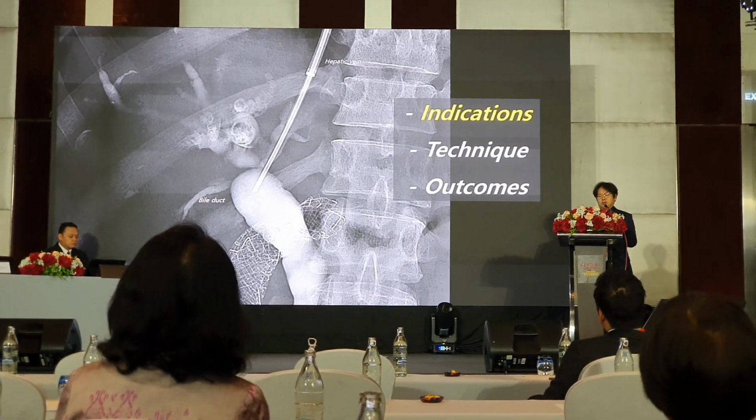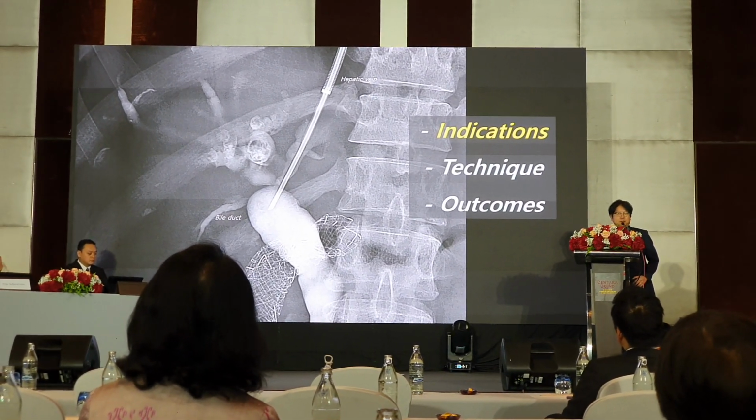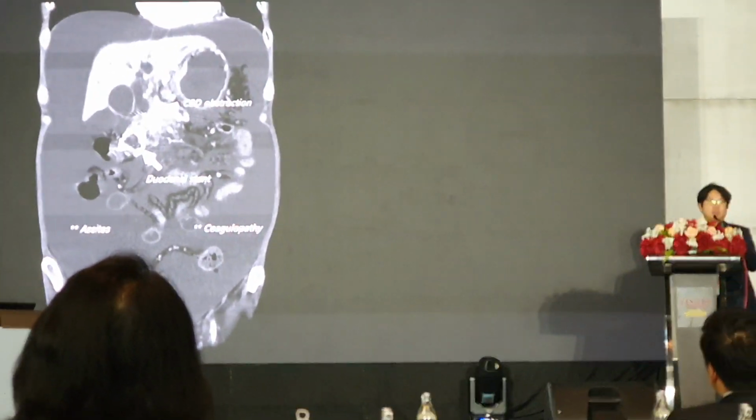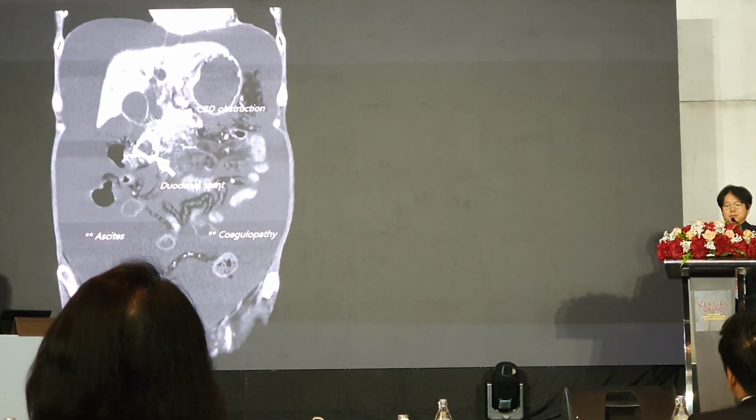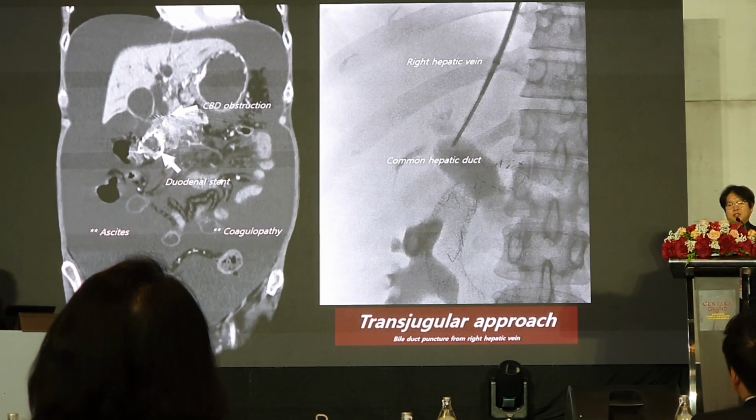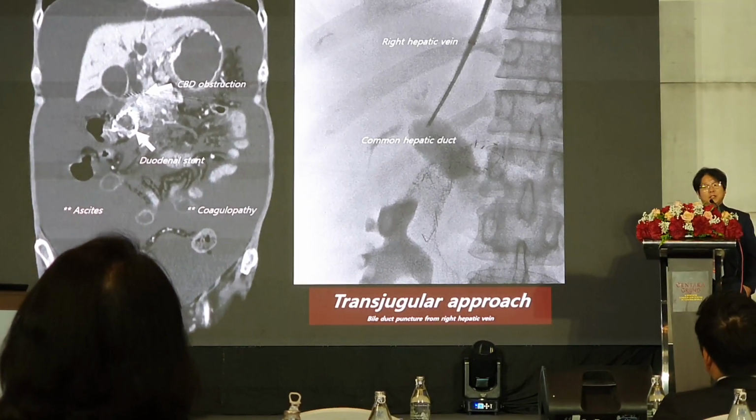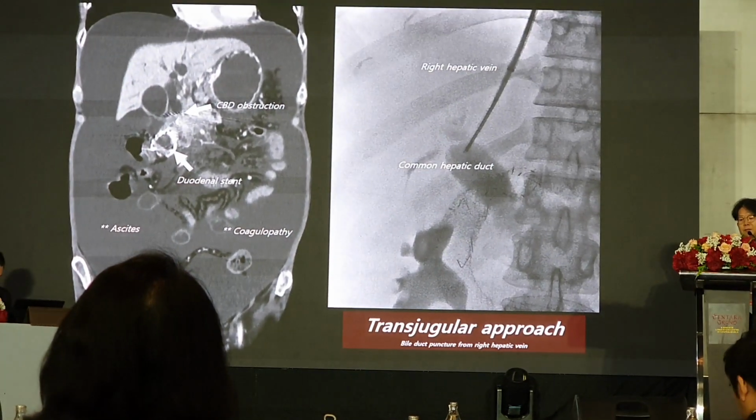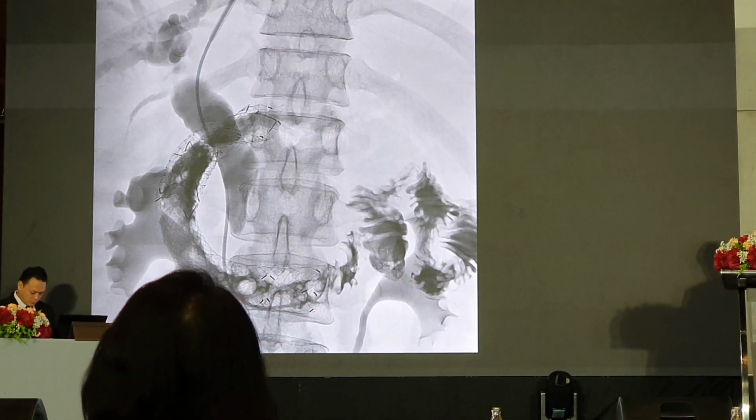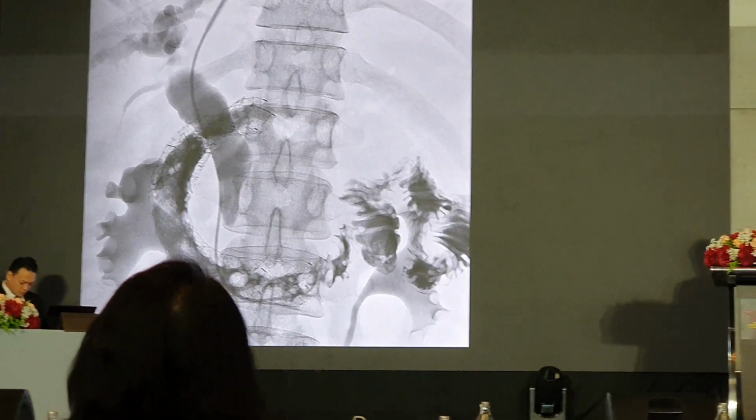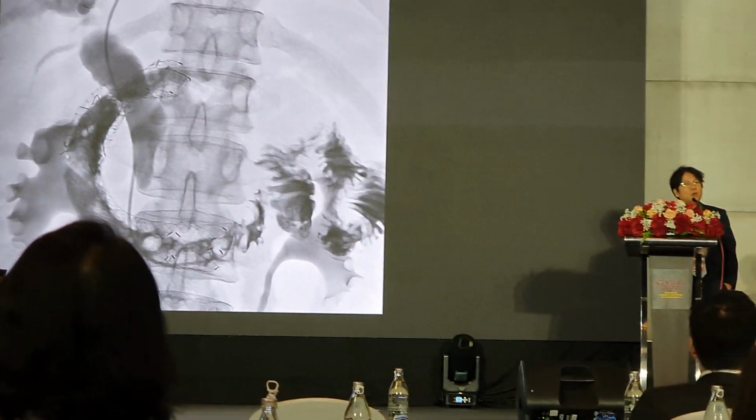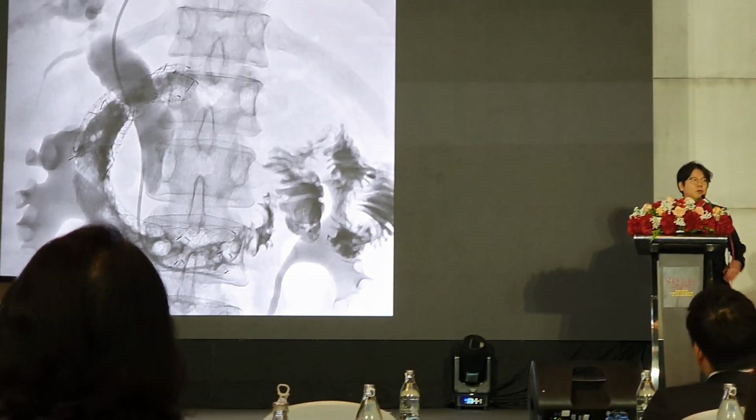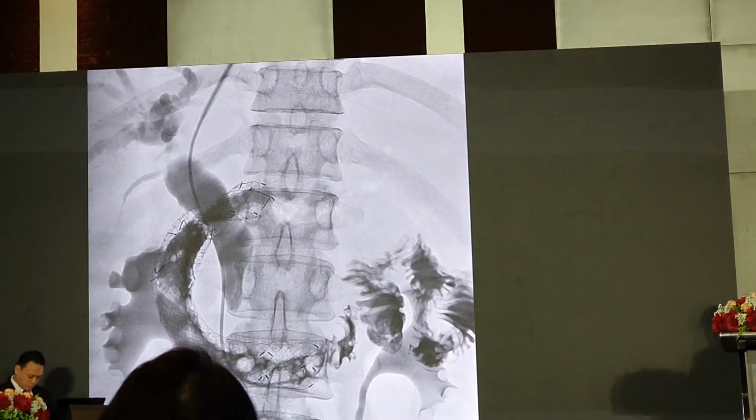So in this patient, we decided to perform a transjugular biliary intervention. After negotiating the right hepatic vein through a knife incision, we punctured the dilated common hepatic duct like this. And then we obtained the cholangiography using the 5-French catheter, and you can see complete obstruction of the distal common bile duct. So we decided to perform permanent metallic stenting in this patient.